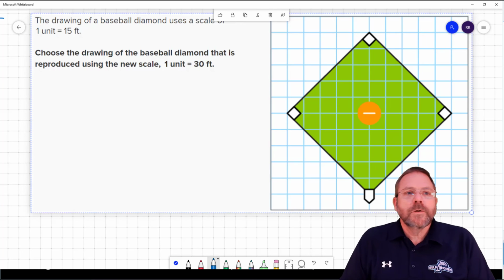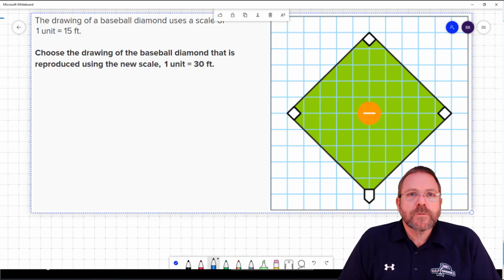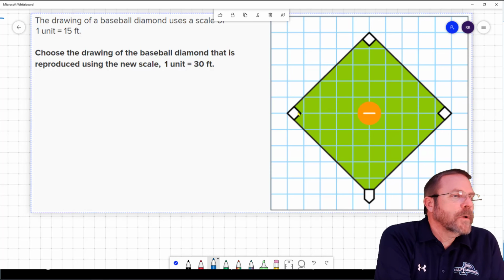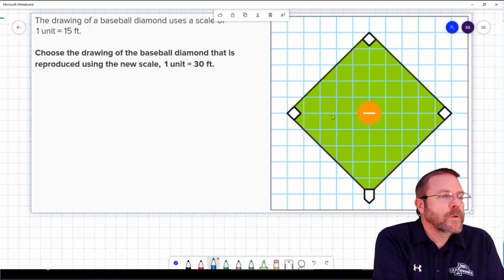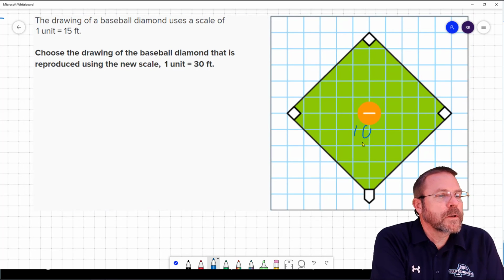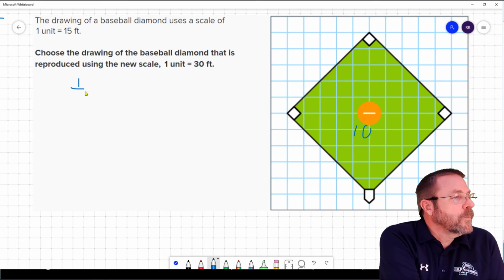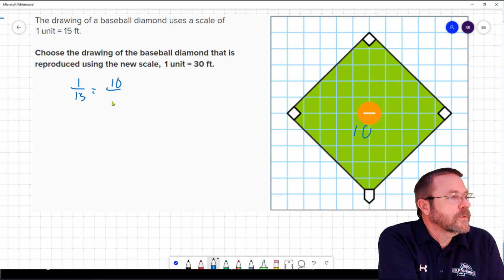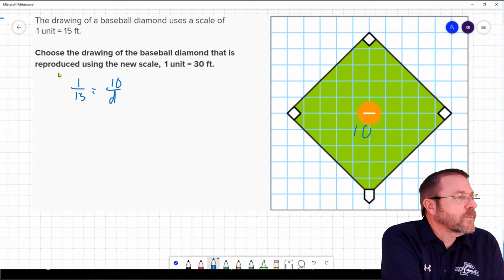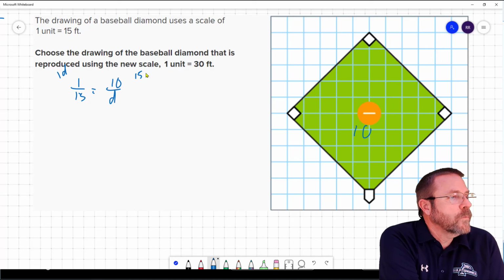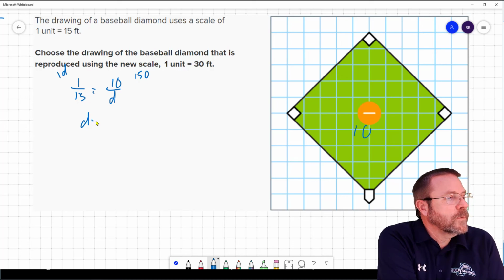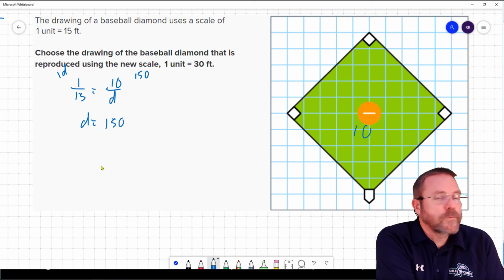The first thing I need to do is find out how wide my actual baseball diamond is. So I'm going to count up my units here. It's 1, 2, 3, 4, 5, 6, 7, 8, 9, 10 units across. Got a pen working here. 10 units across. It's also 10 units high, by the way. Then I'm going to set up my proportion. 1 is to 15 as 10 is to some unknown number. Do our cross products. That gives me 1D and 150. Set them equal to each other. D is equal to 150.